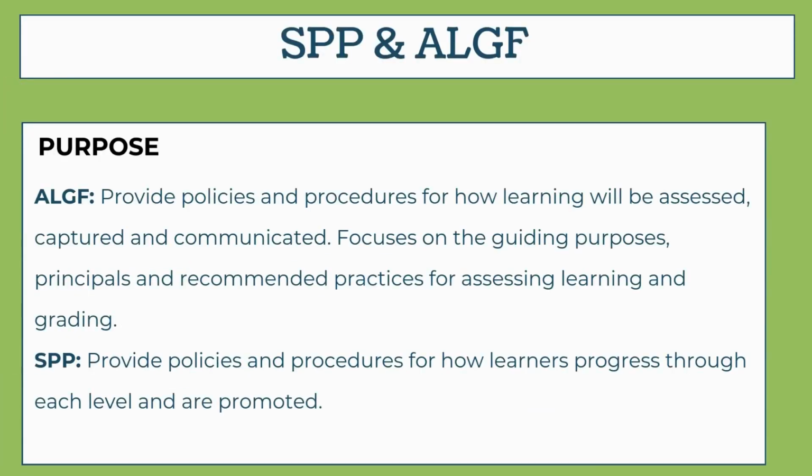The SPP is the Student Progression and Promotion Handbook, and the ALGF is the Assessing, Learning, and Grading Framework Handbook. The purpose of the Assessing, Learning, and Grading Framework for each level, elementary school, middle school, and high school, is to provide policies and procedures for how learning will be assessed, captured, and communicated. While the Student Progression and Promotion Handbook for each level provides policies and procedures for how learners progress through each level and are promoted, the framework focuses on the guiding purposes, principles, and recommended practices for assessing, learning, and grading.